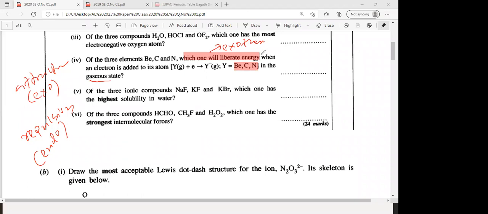Okay. So for this one, the answer is carbon. What matters here? Okay, look at the screen. The other most important thing you have to consider is the configuration. Beryllium is 2s2, carbon 2s2 2p2, nitrogen 2p3.